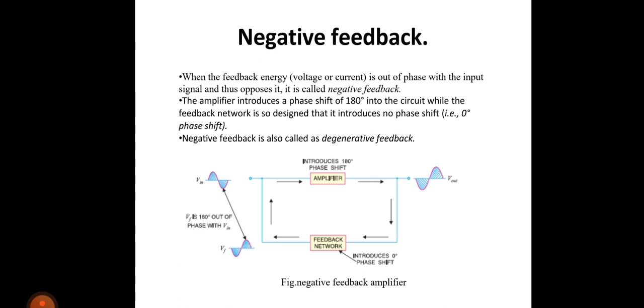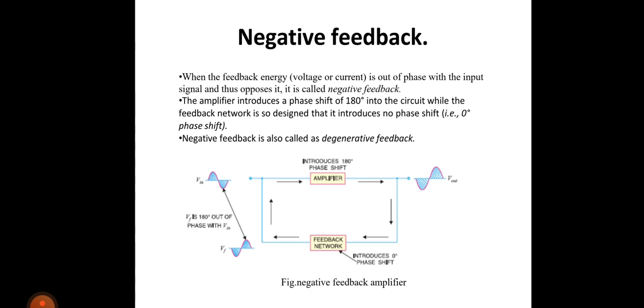When the feedback energy, voltage or current is out of phase with the input signal and thus opposes it, it is called negative feedback. As I have already explained, the amplifier introduces 180 degrees, whereas the feedback network is designed such that it introduces no phase shift. Negative feedback is also known as degenerative feedback.